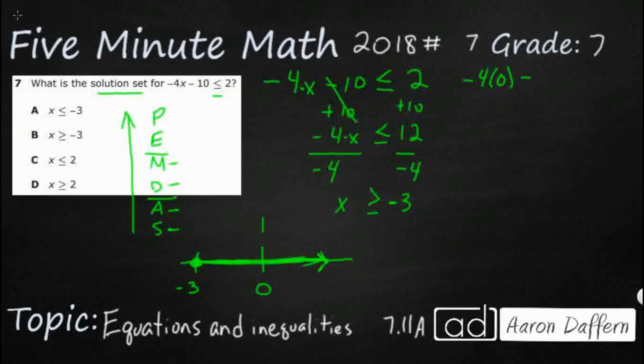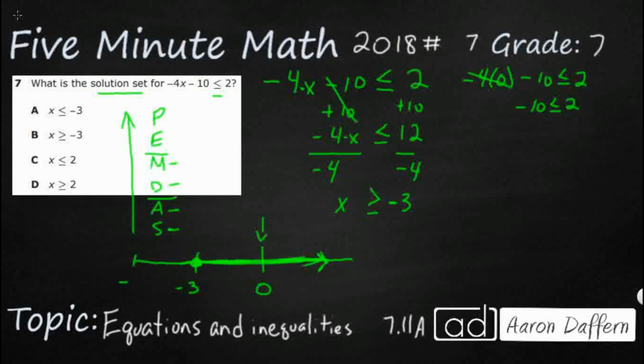Because 0 here is greater than negative 3. And that's going to be easy because that's going to get rid of this negative 4 here. So that gets rid of itself. Negative 10 is less than or equal to 2. All right, that works. So what happens if I take a number that is less than negative 3?